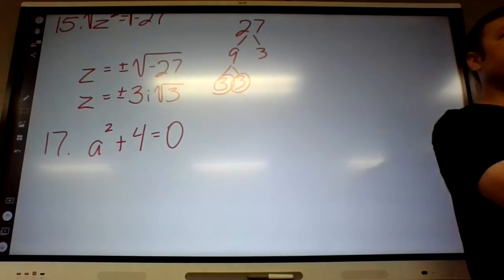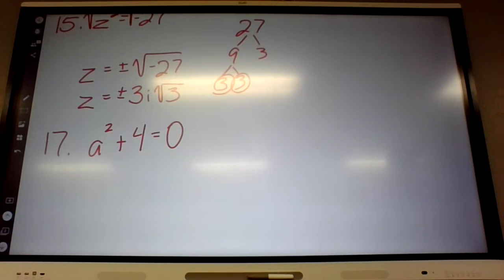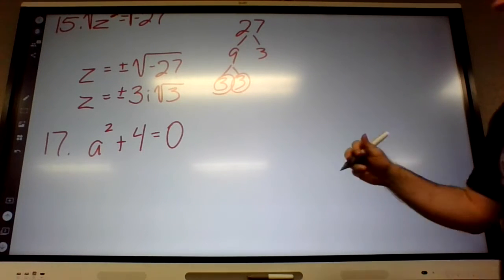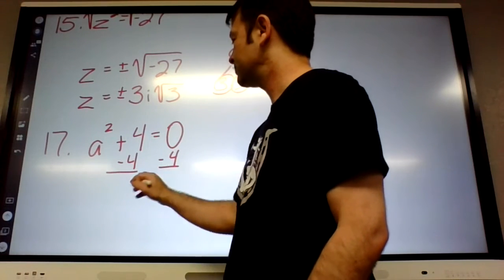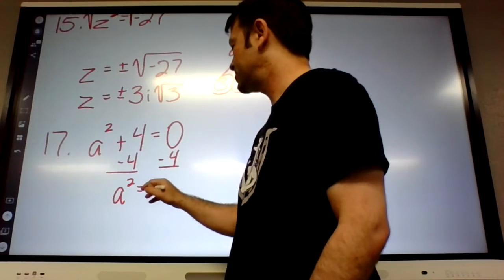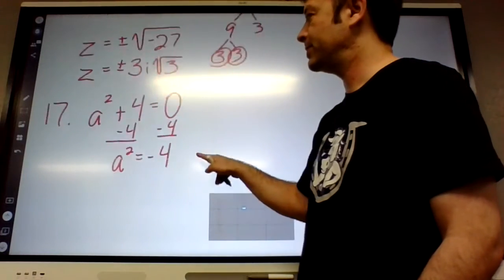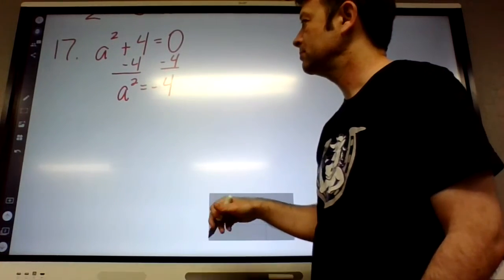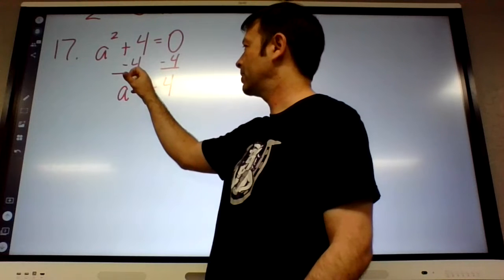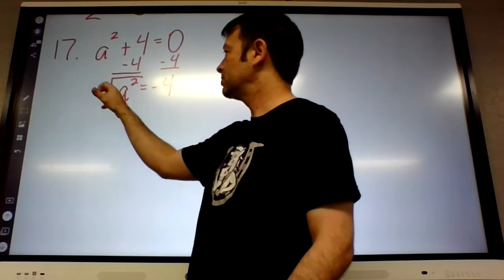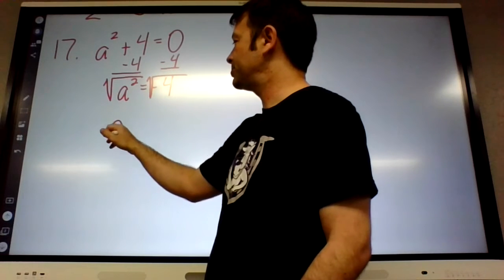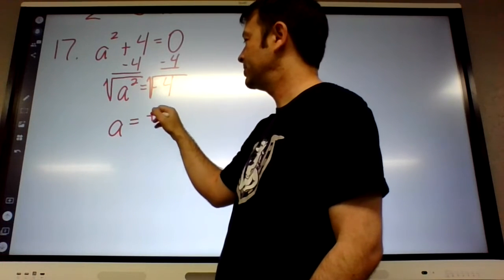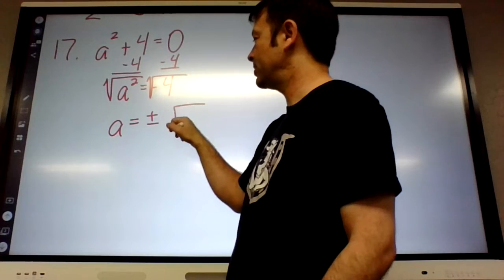You guys know what we should do first on this one? Any guesses? Yeah, we can get a squared by itself if we subtract 4. So we get a squared equals negative 4. Then what do we do? How do you get rid of the square? Square root. Yes. When you use the square root trick, your answer should be plus or minus, whatever.